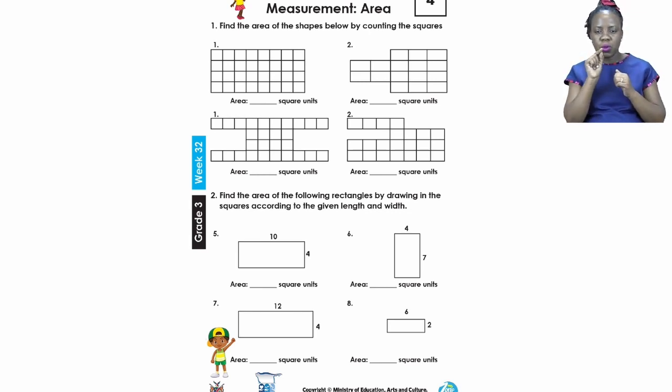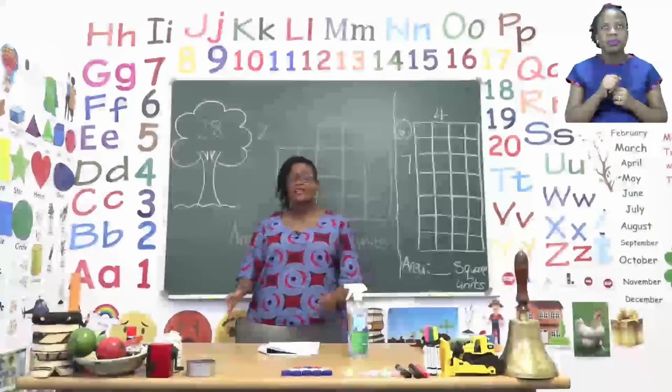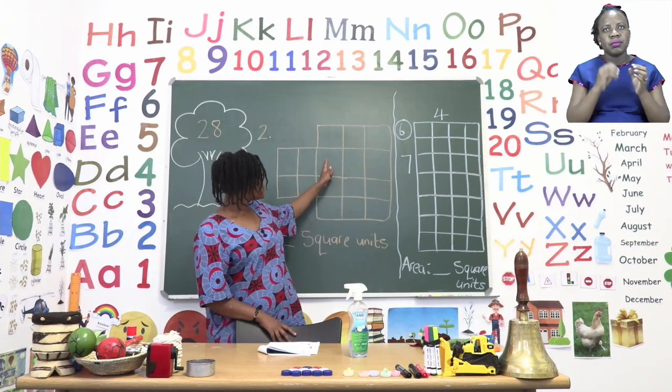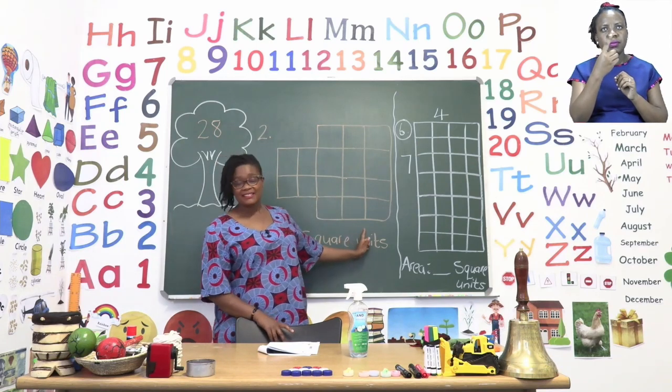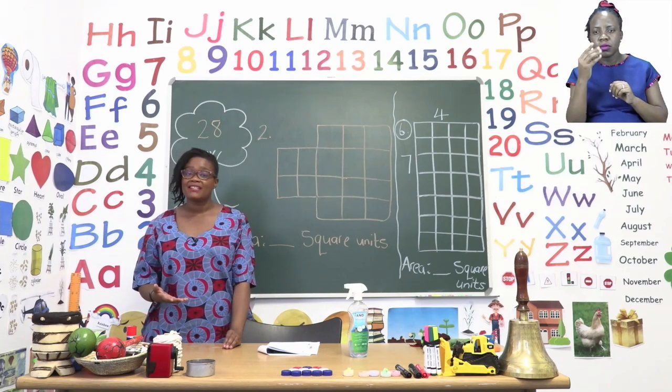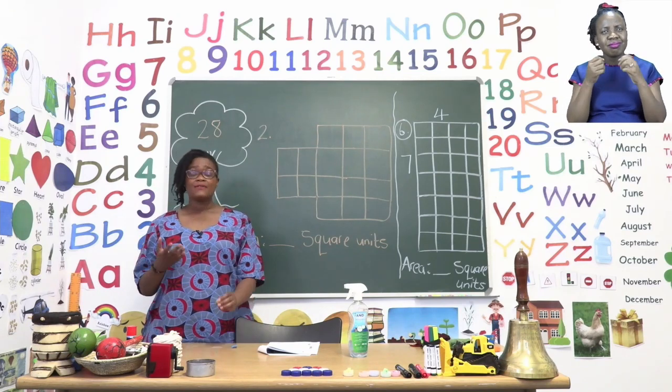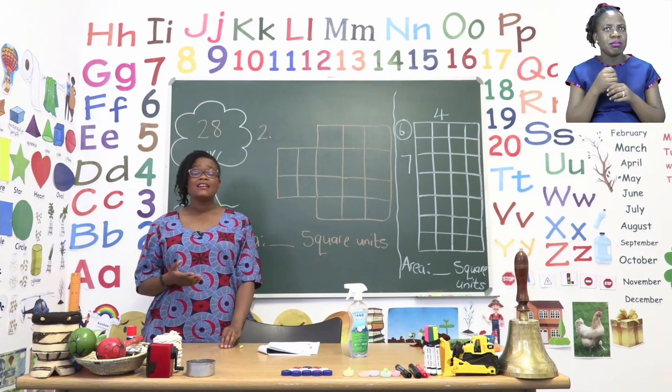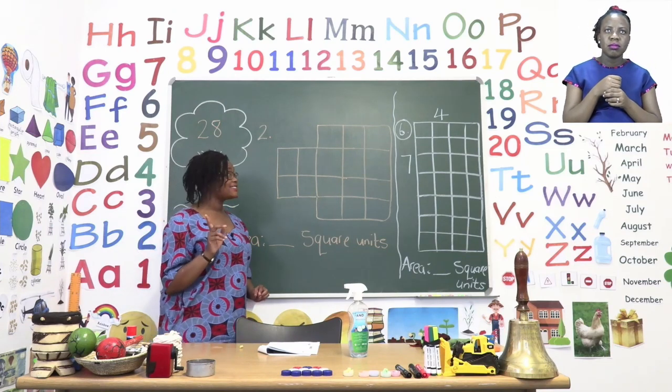So let's take a look at the board and see if we can do some of this together. Now for number one, we're actually going to do this one that we can see. Remember, they told us to count the squares. And this one is very easy. If you think you're going to get lost when you're counting, just use X's.